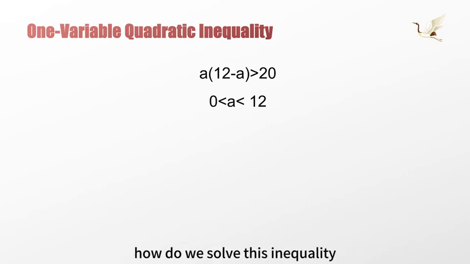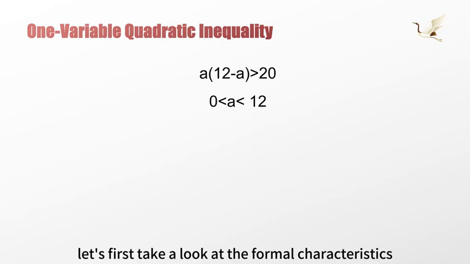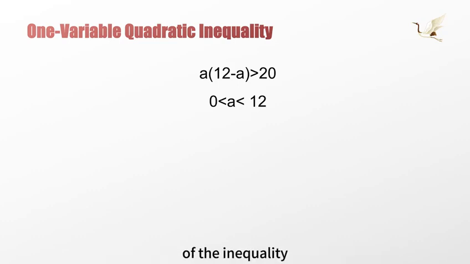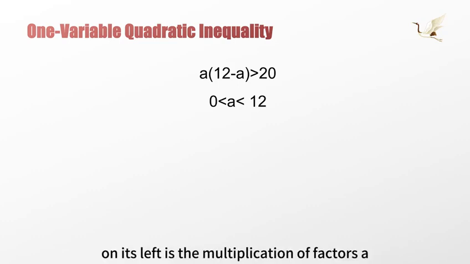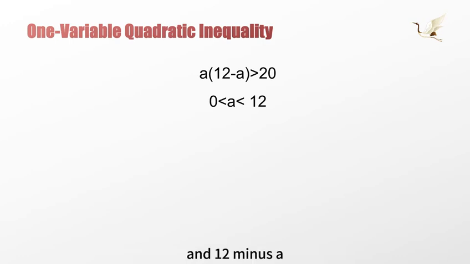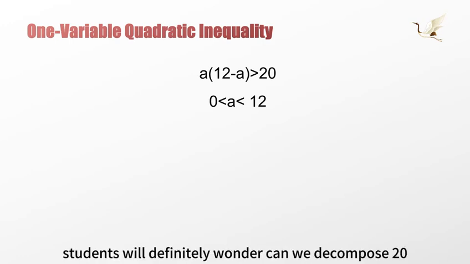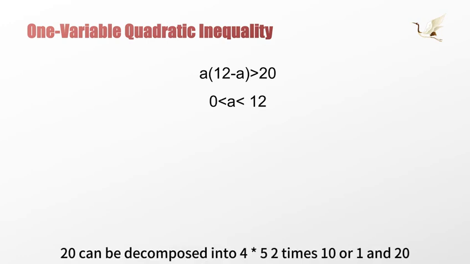How do we solve this inequality? Let's first take a look at the formal characteristics of the inequality. On its left is the multiplication of factors a and 12 minus a. Students will definitely wonder, can we decompose 20? 20 can be decomposed into 4 times 5, 2 times 10, or 1 and 20.